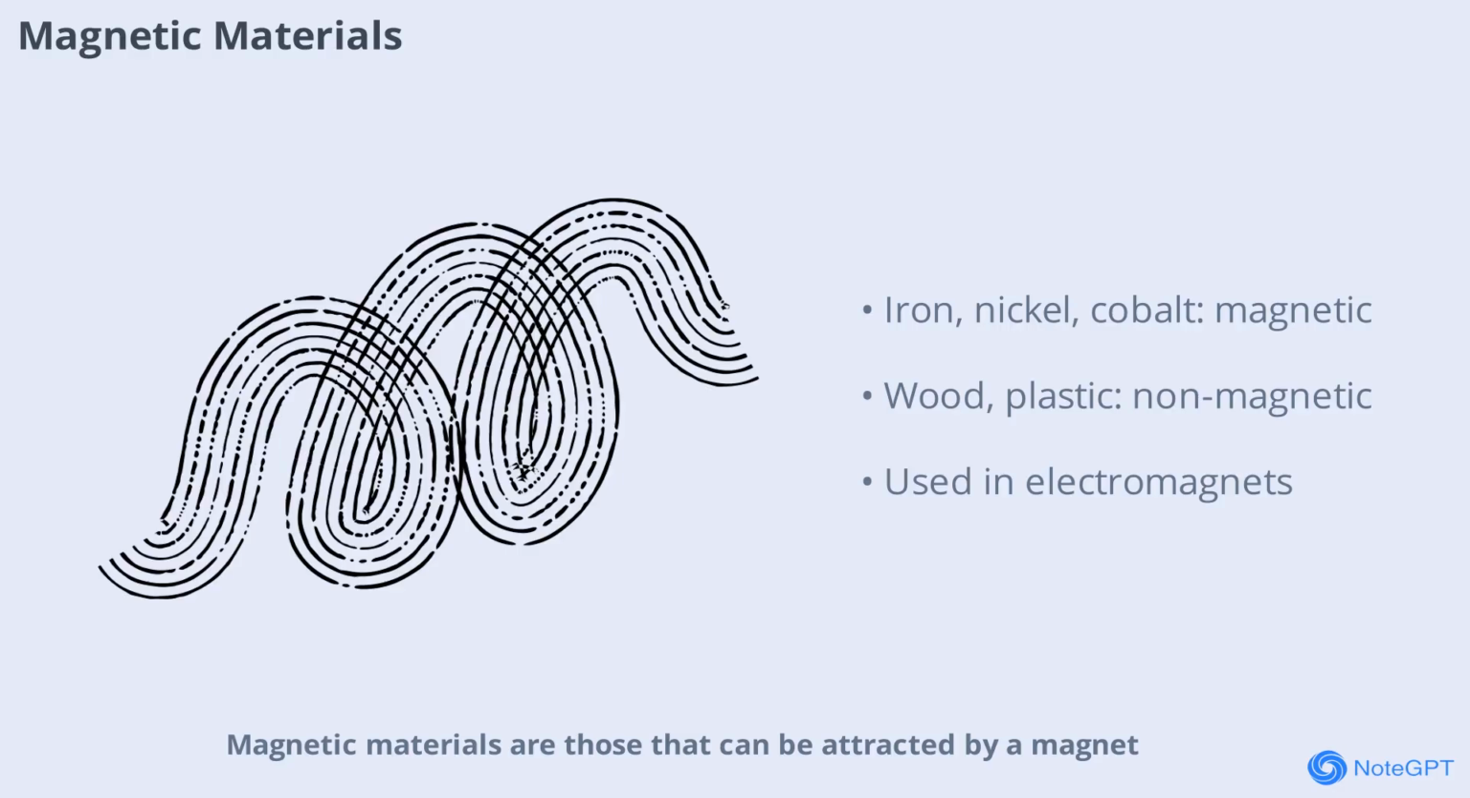Magnetic materials are those that can be attracted by a magnet. These include iron, nickel, and cobalt. Some materials, like wood or plastic, are non-magnetic and are not affected by magnets. Magnetic materials are used in making electromagnets, transformers, and many everyday devices. Knowing which materials are magnetic helps in designing and using electrical and electronic equipment.